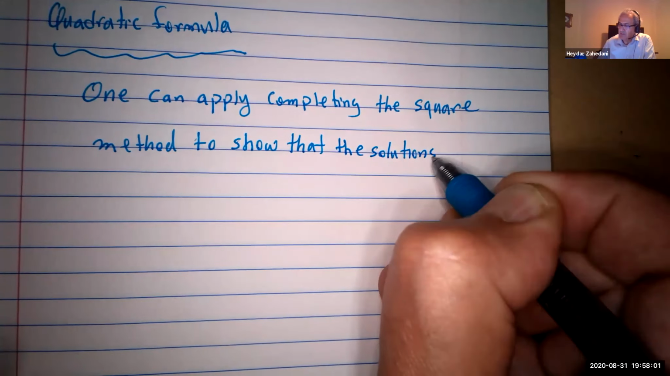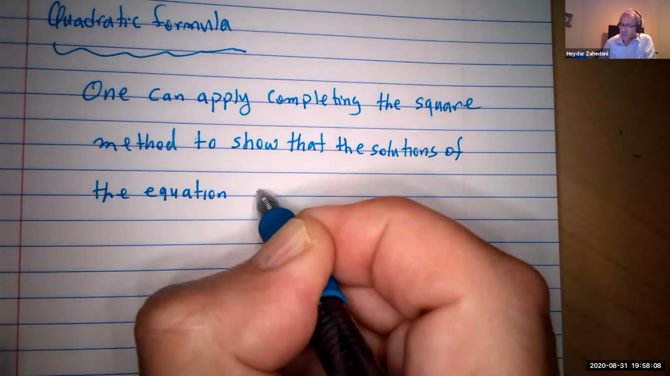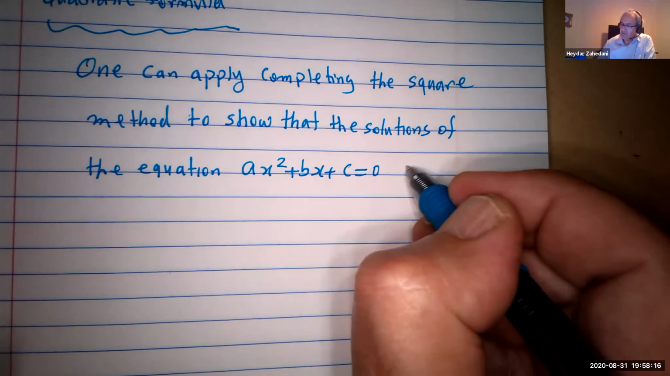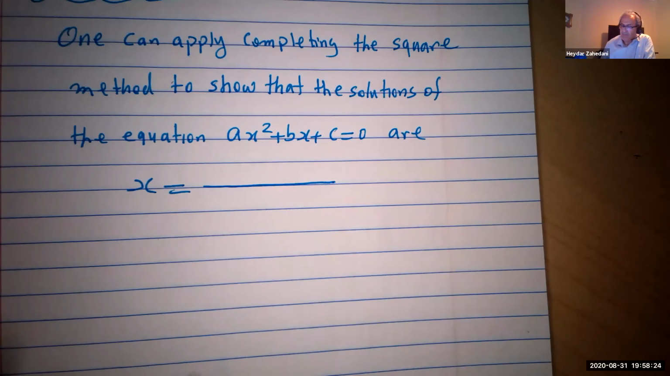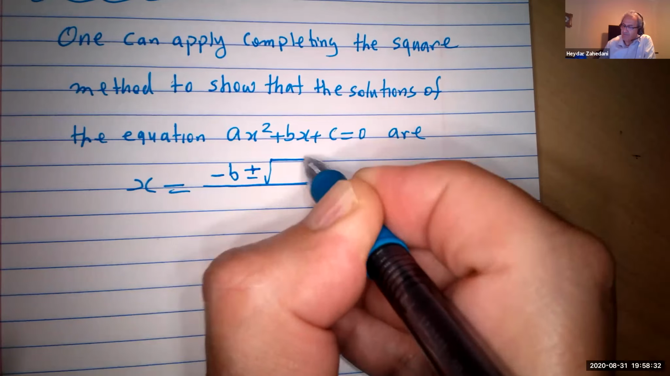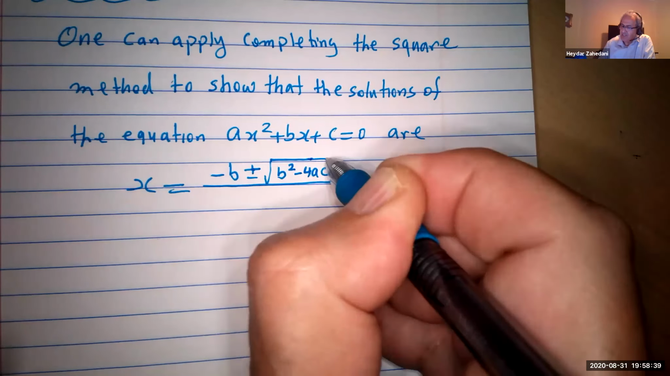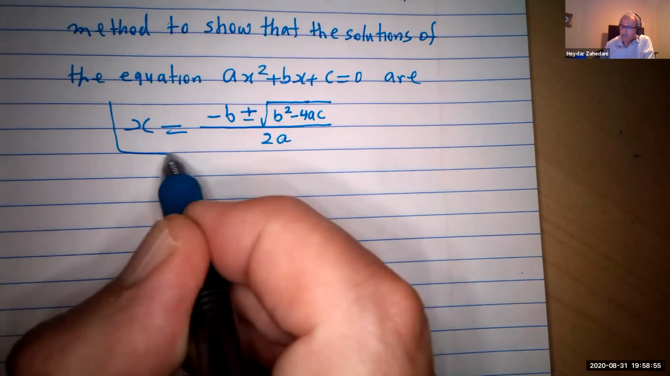the solutions of the equation ax squared plus bx plus c equal to 0 are, this is it, x equal to, make sure you write this formula correctly, negative b plus or minus the square root of b squared minus 4ac, divided by 2a. Okay, negative b plus or minus the square root of b squared minus 4 times a times c, divided by 2a. This is the famous quadratic formula.